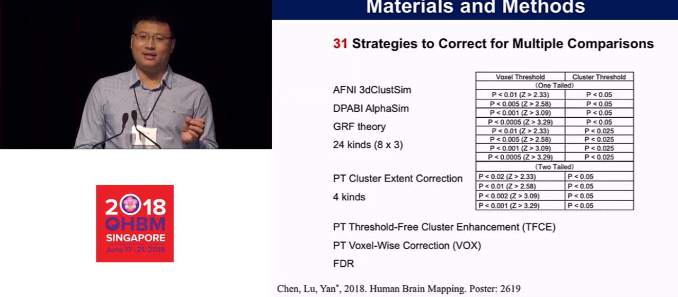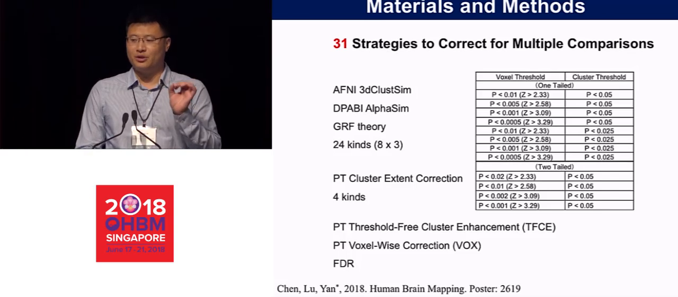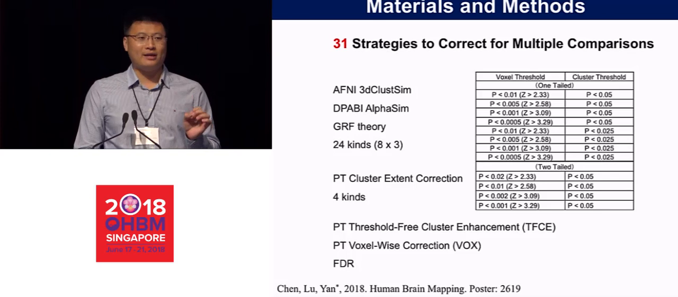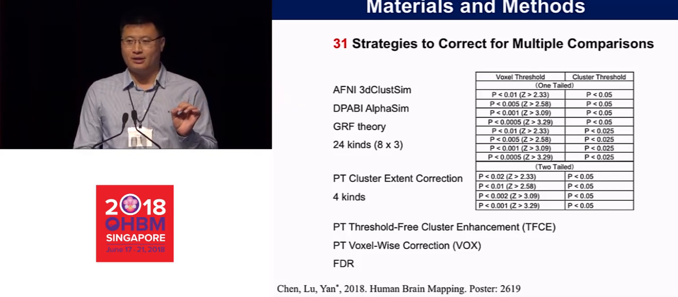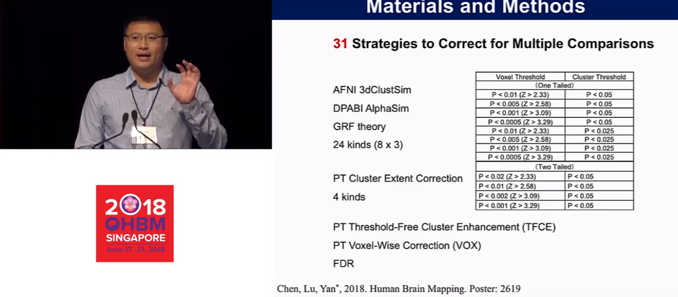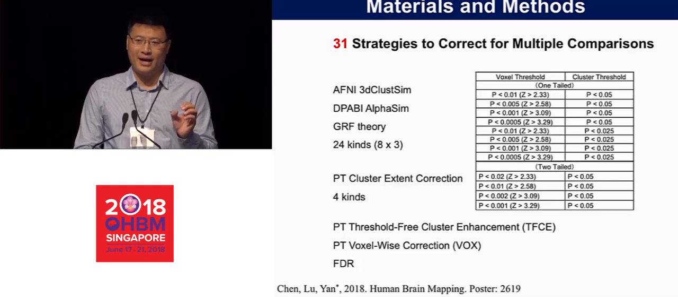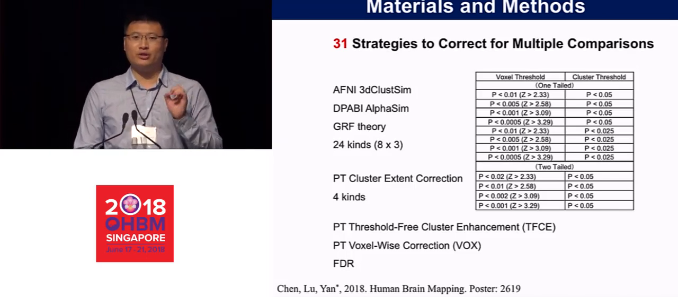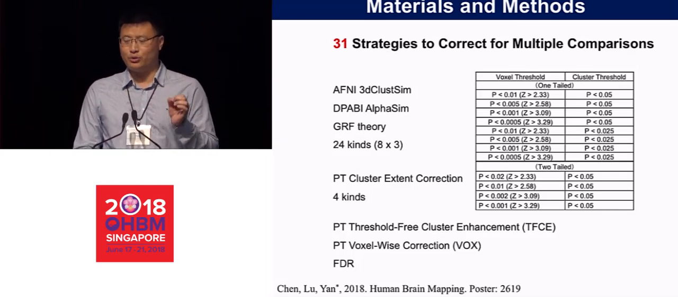And for cluster p-value, you can set 0.05. Another thing we should care about is that most of us are interested in the two-tailed effects. For example, you are interested in patients higher than controls and patients lower than controls. So if you are interested in two-tailed effects, you cannot just pretend, okay, I just correct one tail. For each tail, you may need to control the cluster p-value at 0.025.